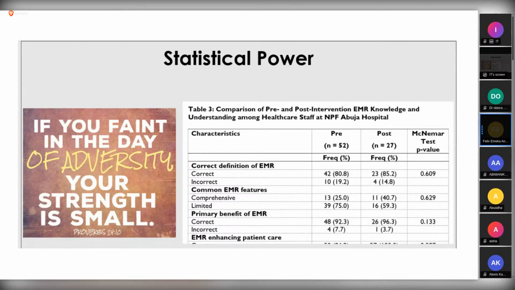So our McNemar test, which gives a p-value, did not show any significance, meaning that none of the p-values was statistically significant. All of them were greater than 0.05. So why is this so? Does it really mean that there was no improvement after the training? No, there was an improvement after the training. Look at the second one, 40%. That's a huge improvement.